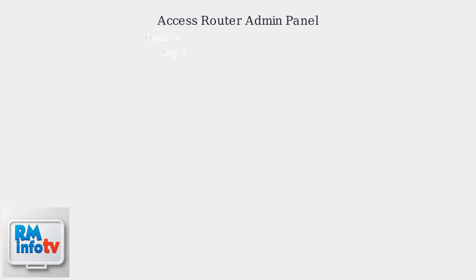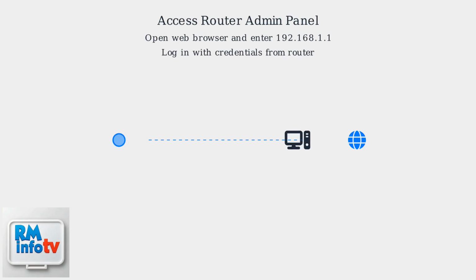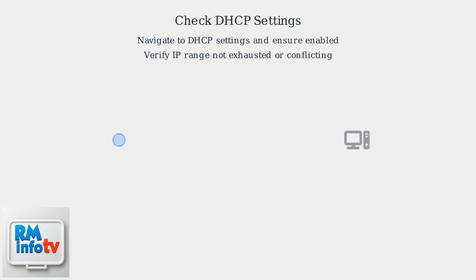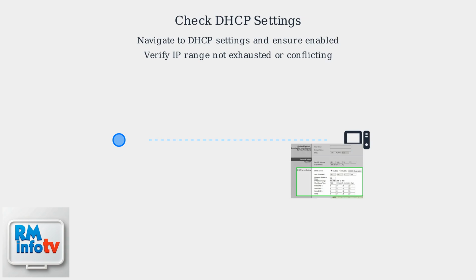If basic fixes don't resolve the Ethernet issue, access your router's admin panel through a web browser by entering 192.168.1.1 or a similar address. Log in using credentials printed on the router. Navigate to the DHCP settings in the admin panel. Verify DHCP is enabled so devices can automatically receive IP addresses. Check the IP address range to ensure it's not exhausted or conflicting with static IPs.